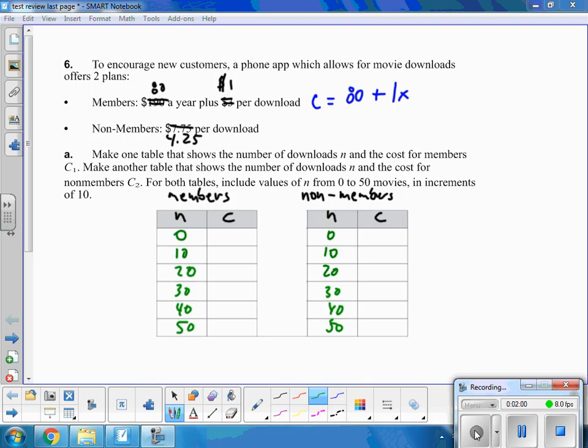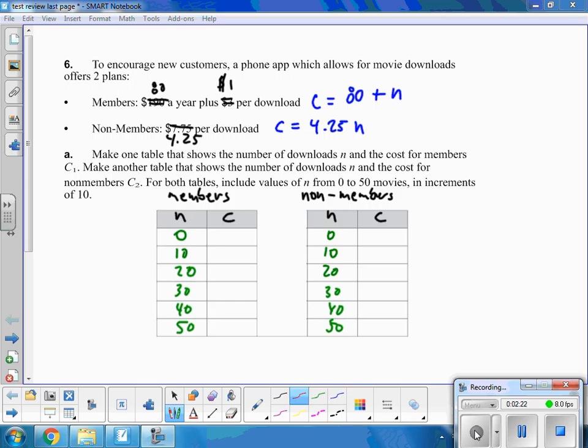For my second equation, for non-members, my cost is going to be $4.25x. And really x represents our downloads, which we're using the variable n, so I'm going to replace both of those with just an n. You can keep them as an x if you would like. So let's do a little bit of math here.